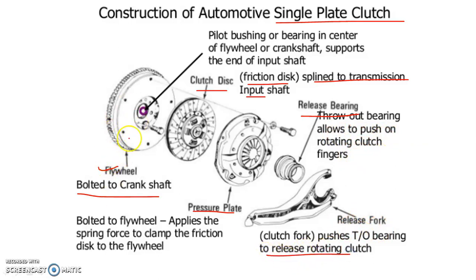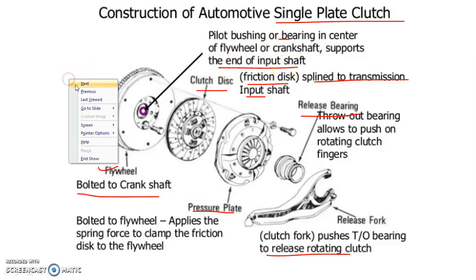So at the center of this flywheel you see the pilot bushing or bearing in the center of the flywheel or the crankshaft, which supports the end of the input shaft. So this is a construction of single plate clutch.